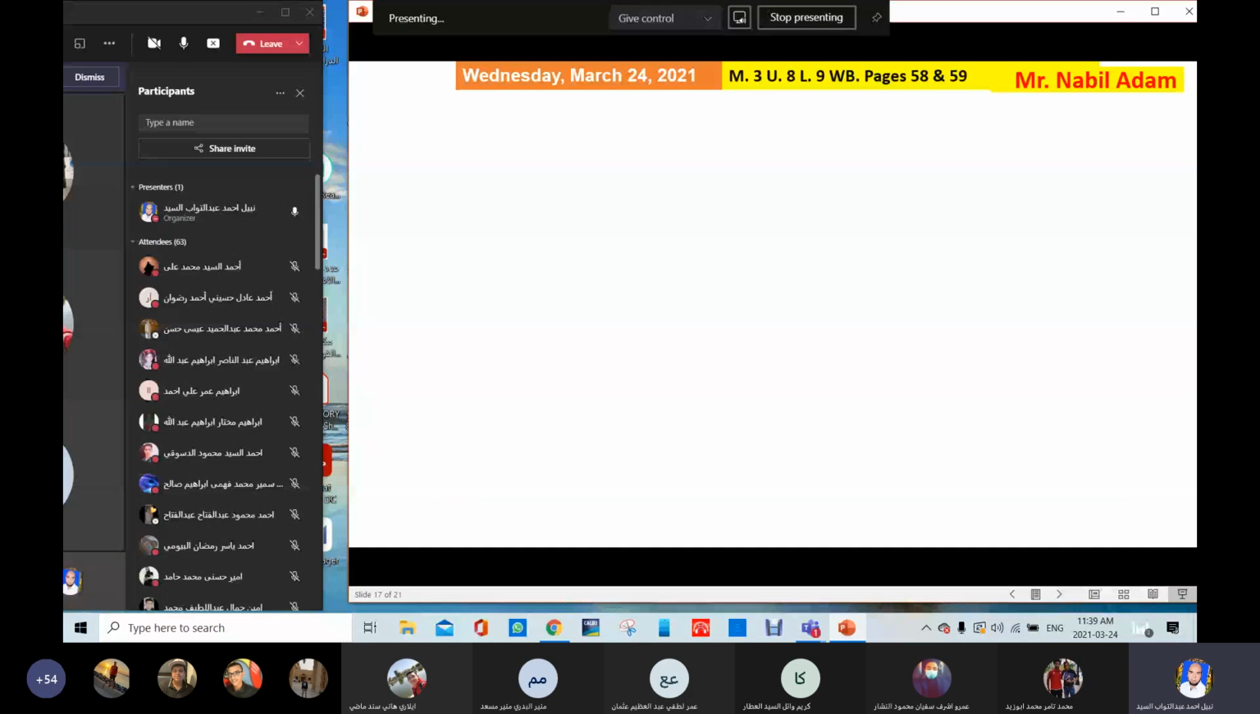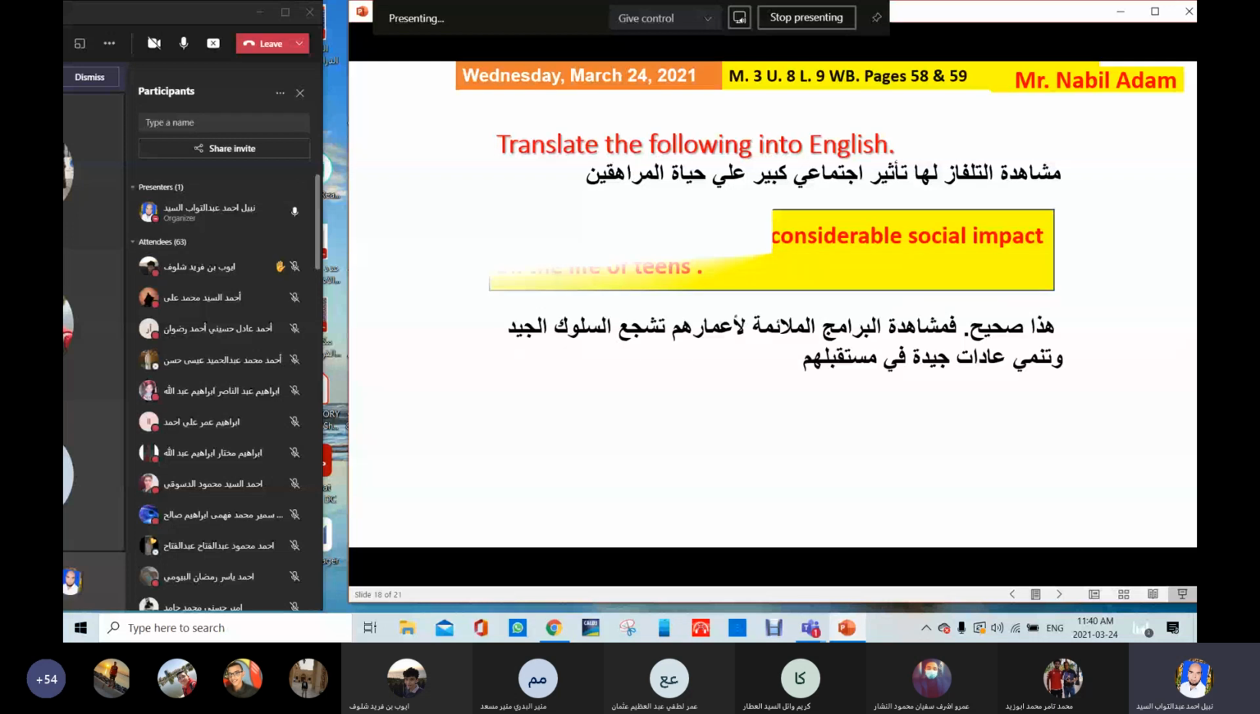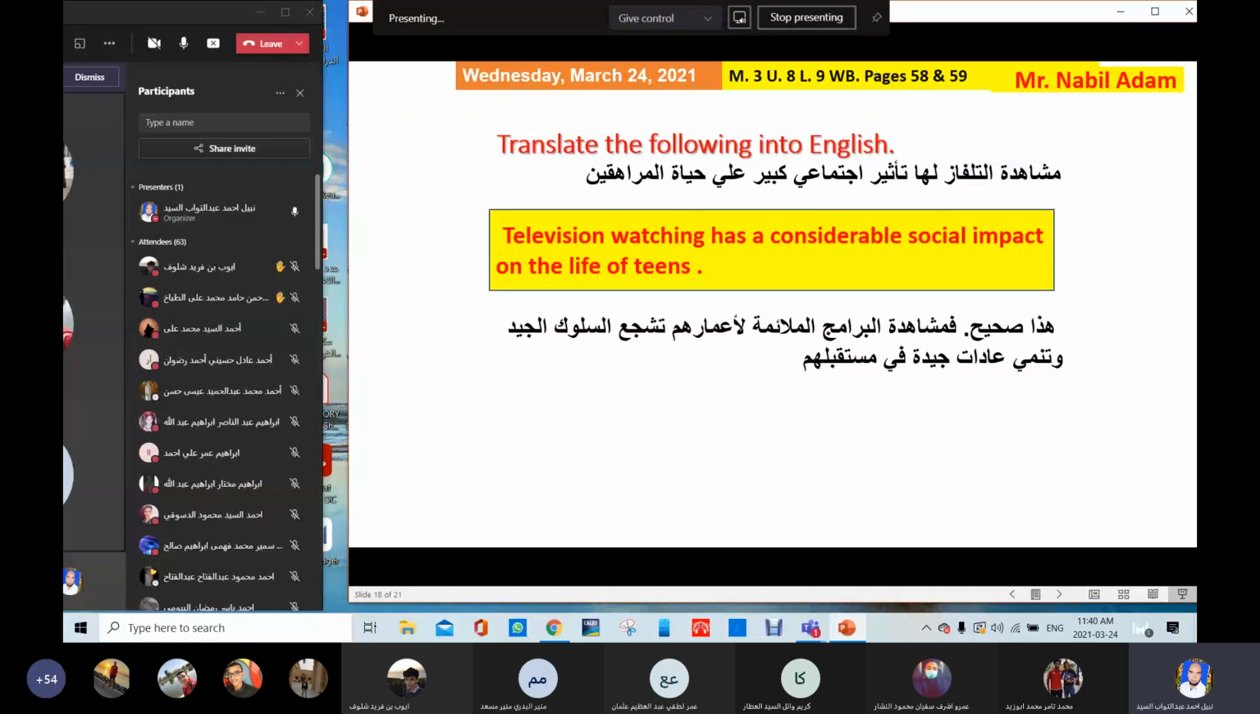Watching TV has a huge impact on the life of the youth. What about social? Has a big social impact on the life of youth. Very good, thank you. So we can say, television watching has considerable, instead of saying big or large, considerable. Television has a considerable social impact or effect on the life of teens.